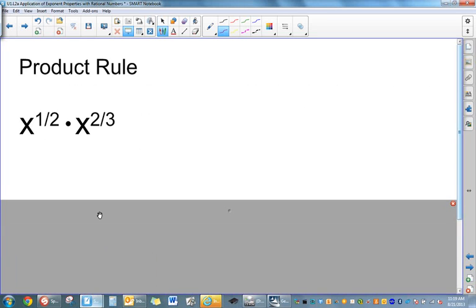Okay, folks, so today we're taking a look at fractional exponents. Can someone please, in their own words, tell me what the product rule is? There you go. Ladies and gentlemen, what is the product rule? Brandon.